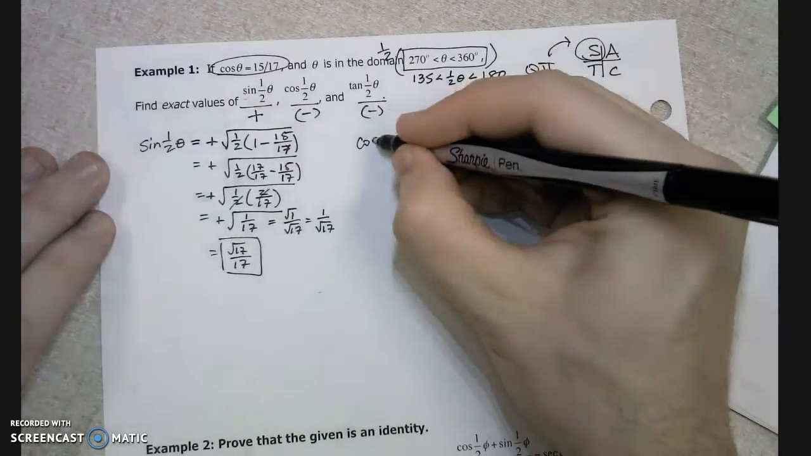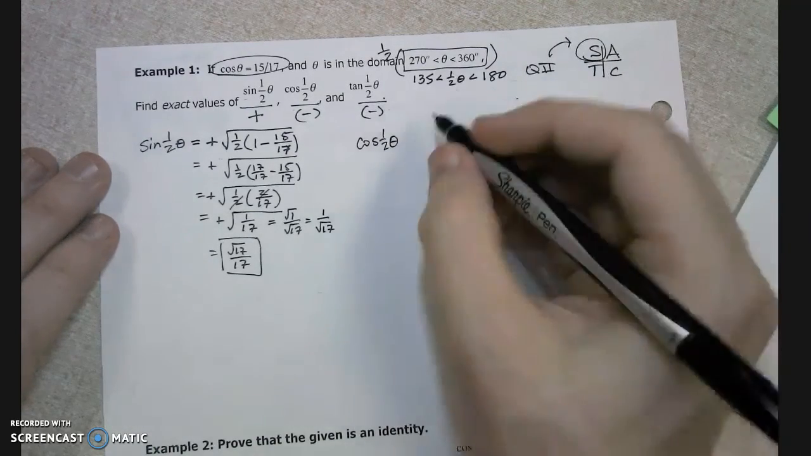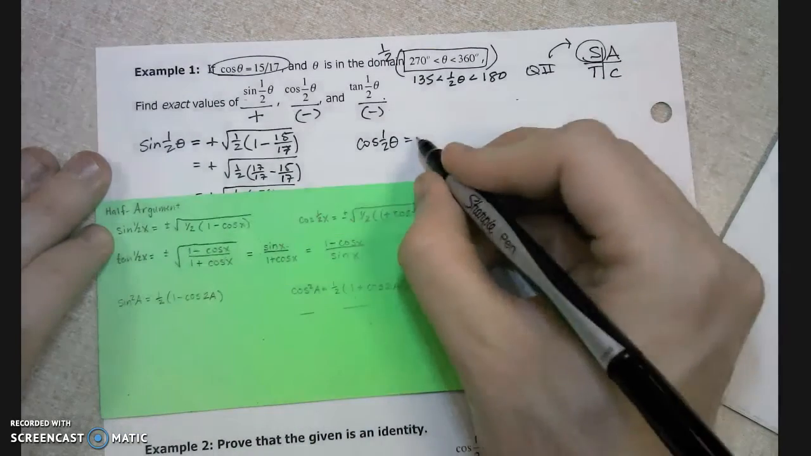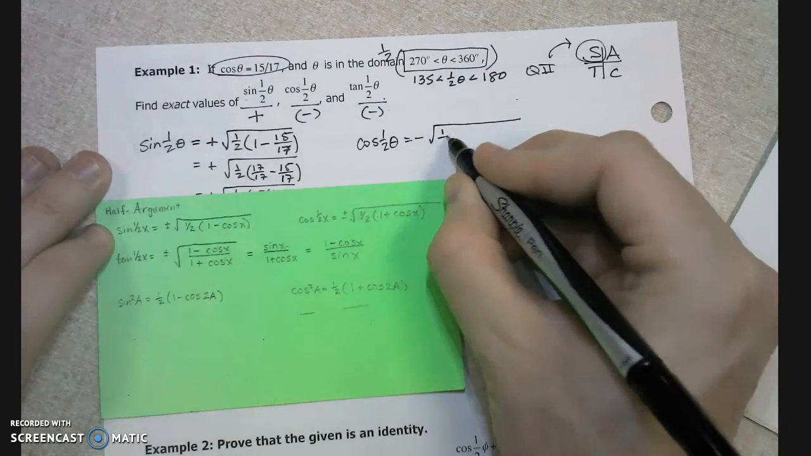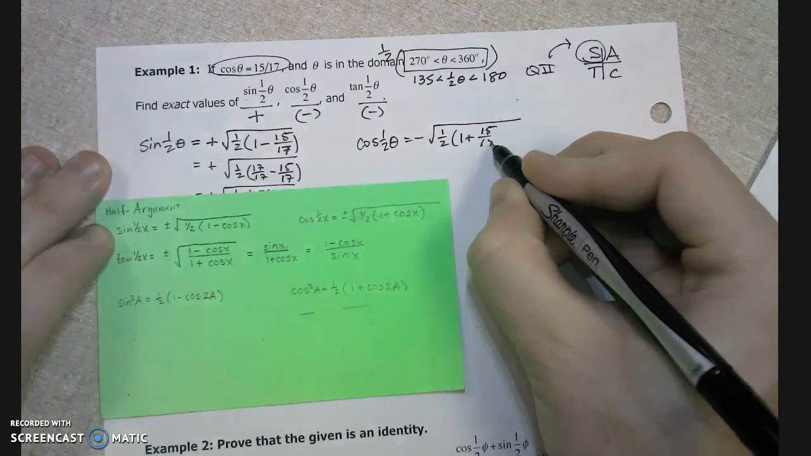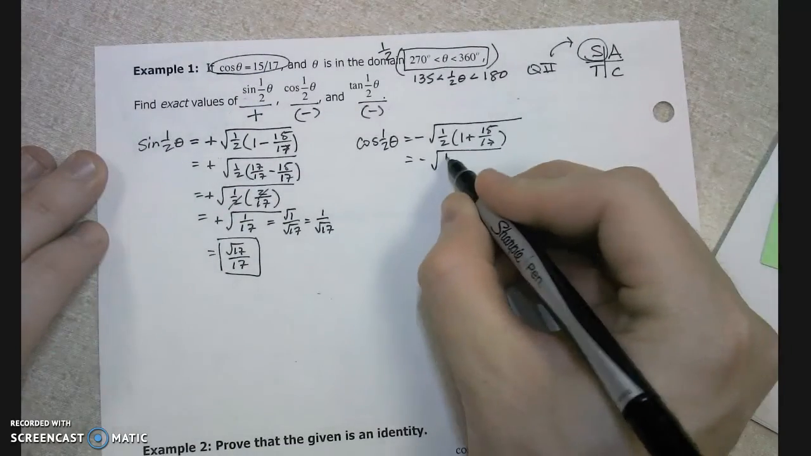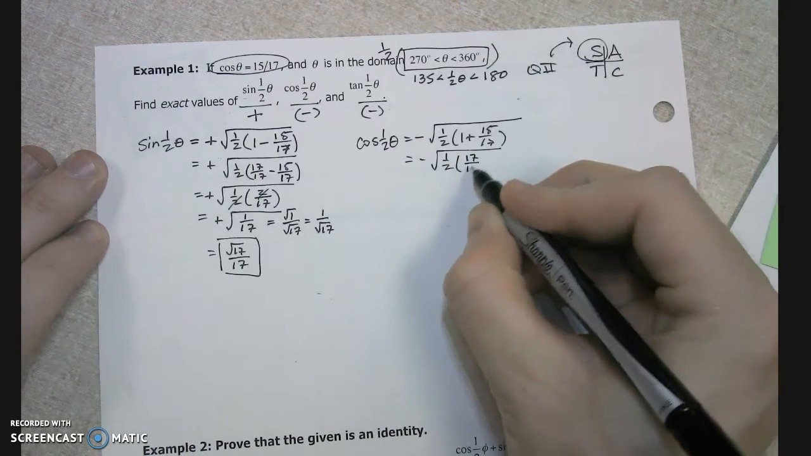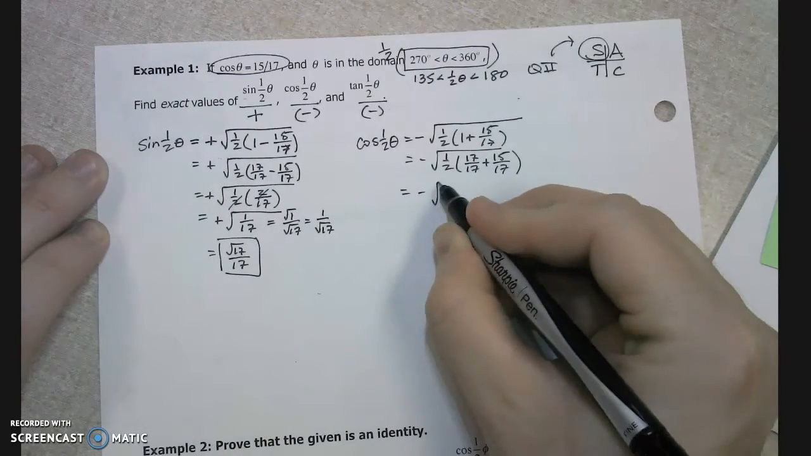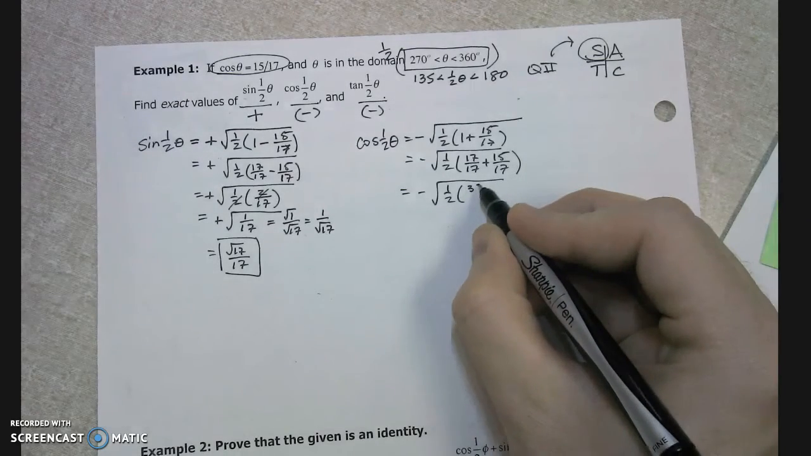Now, cosine, we just said was negative because sine is what's positive in quadrant 2. So when we look at our cosine property, we're going to choose the negative square root. And then we plug in the cosine that they gave us, 15/17. And again, we're going to want common denominators. So we're going to change that 1 to be 17/17. Then we can add those fractions together. So that's going to be 32/17.